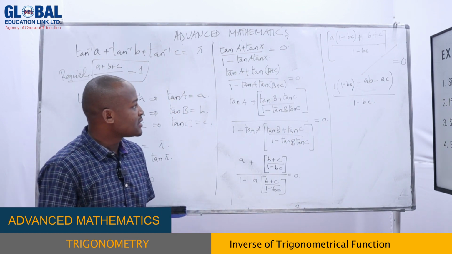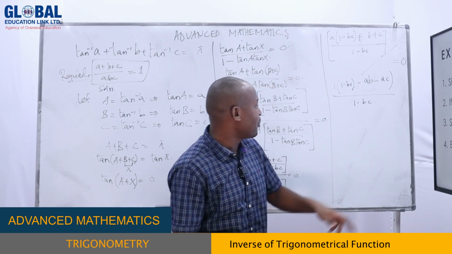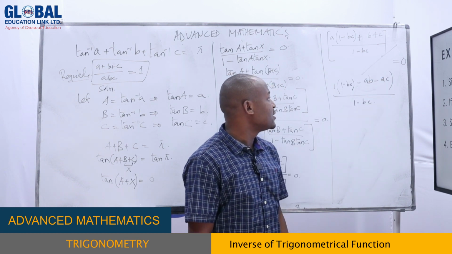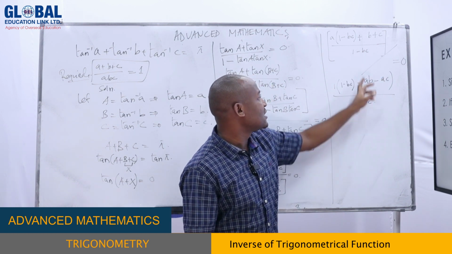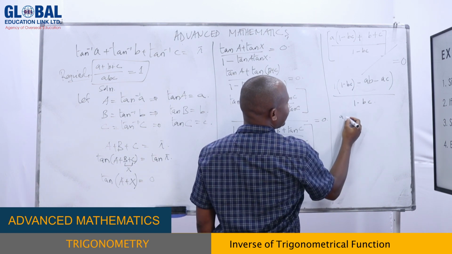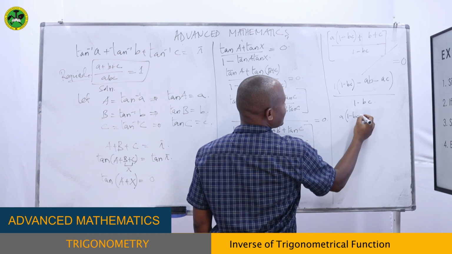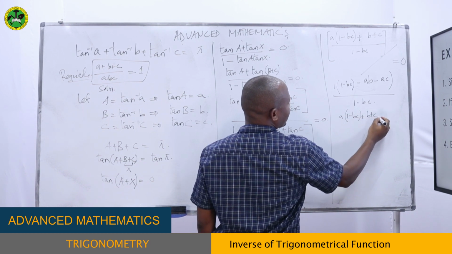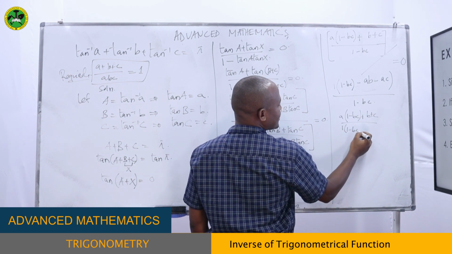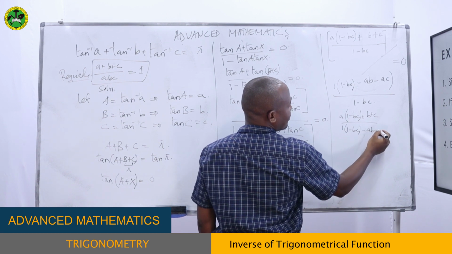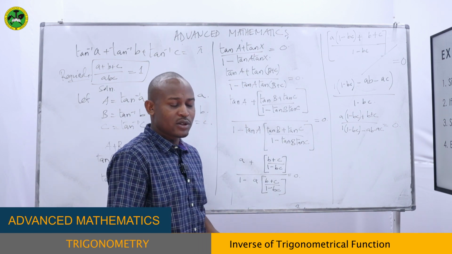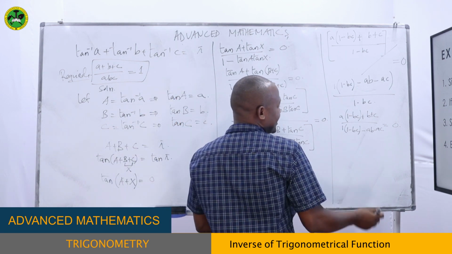So how are we going to do that? You will see that, as we did in the previous example, this and that are the same, so once we divide, this and that will go. We'll be left with A times 1 minus BC plus B plus C, then down here we'll be left with 1 minus BC minus AB minus AC equal to 0. So let's open those brackets and see what will happen.